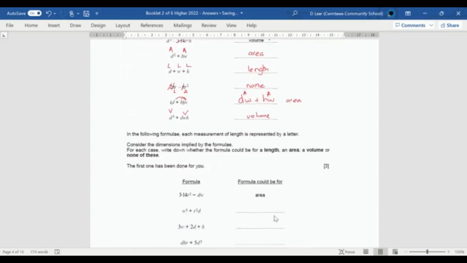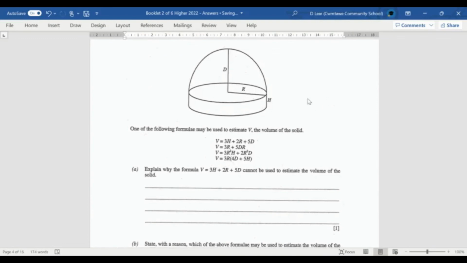If they wanted to do more of a problem-solving thing, they could do something like that and say one of the following formulae may be used to estimate V, the volume of the solid, and so they're basically saying which one of these is a volume, okay? And if you look at it, that's a length. This is, if we ignore the 3 and the 5, a length plus an area, so that's none. If we ignore the 3 there, we've got r squared h, which is a volume, plus, if we ignore the 2 there, r squared d, which is a volume, so that's a volume. So that's the one that should be used, okay?